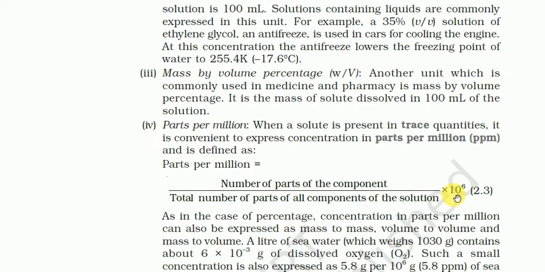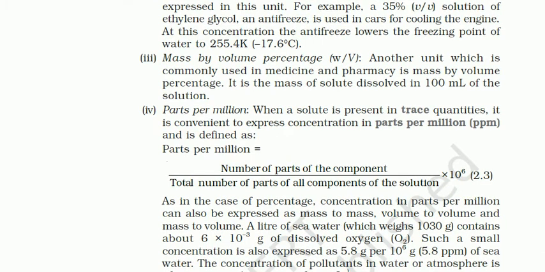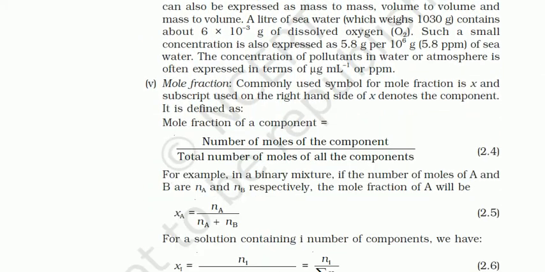Here the 10 to the power 6 is required because after multiplying by 10 to the power 6, the amount of those traces becomes countable. Its number gets higher. This is the reason it is multiplied with this unit, parts per million, that you have also studied in class 11th.